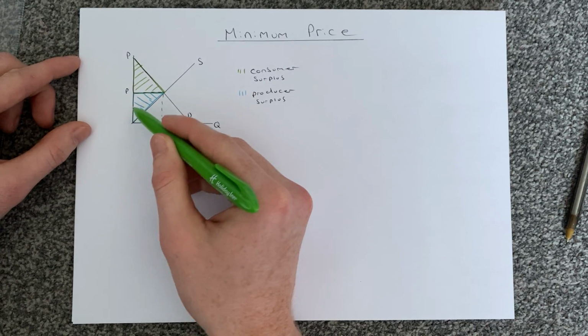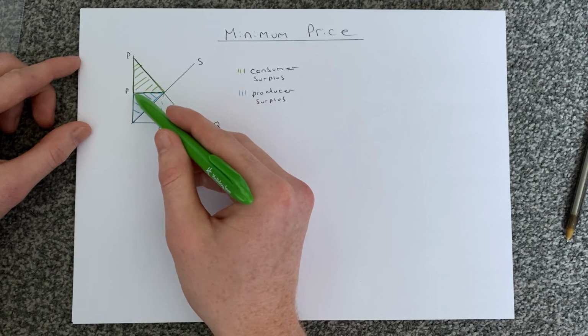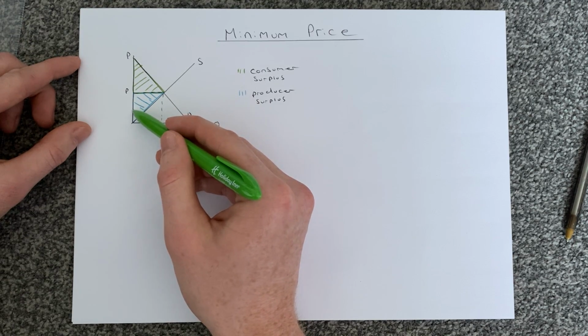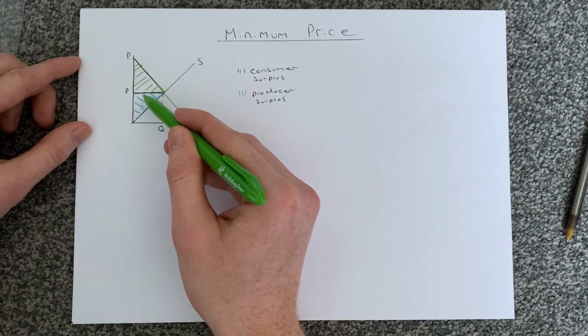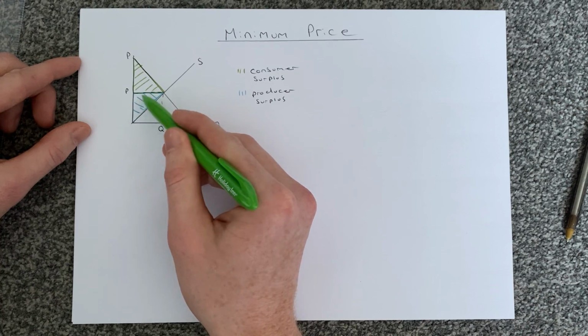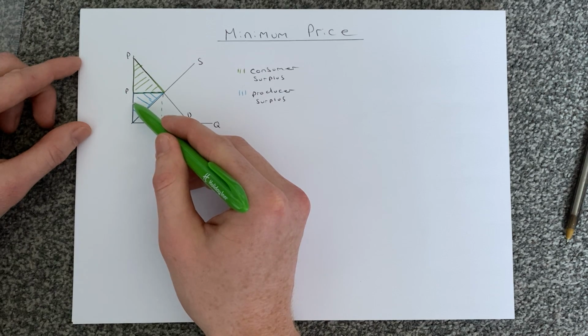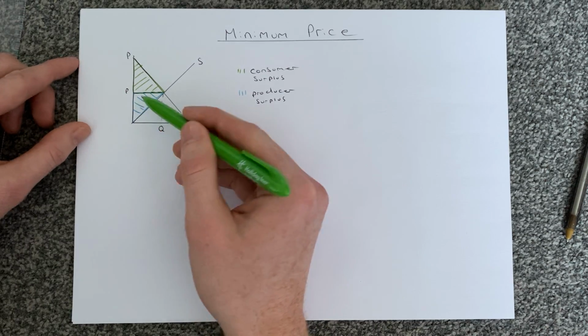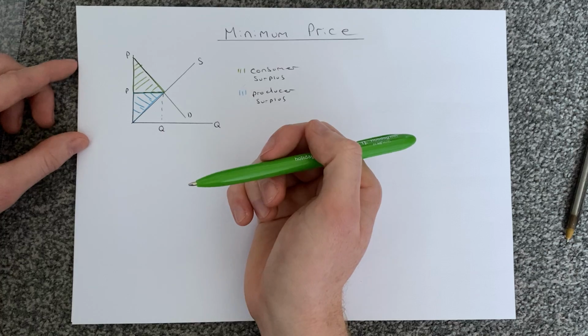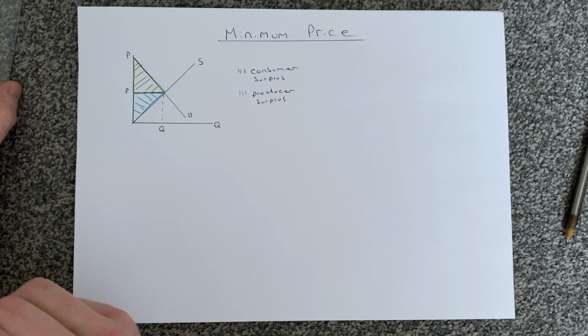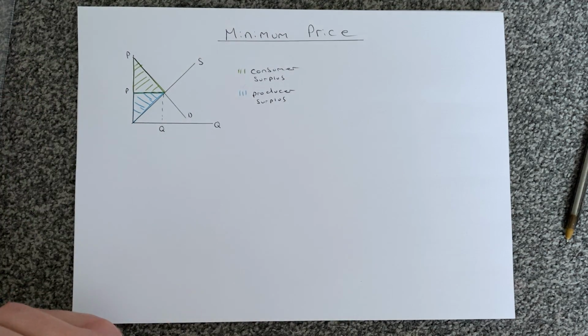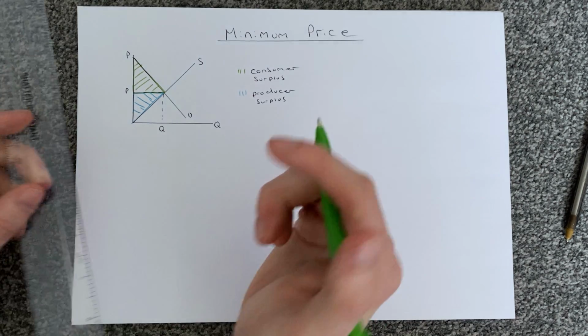because the price that they're receiving is far greater than what they would be willing and able to sell at. And obviously the producer surplus therefore represents all those producers who are willing and able to sell at a lower price than the price that's actually received within the market. So let's have a look now at how a minimum price impacts upon both consumer and producer surplus.